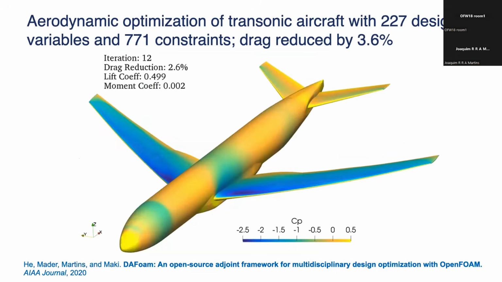Also, full configuration is also possible with OpenFOAM. In this case, over 200 design variables, over 700 constraints, reducing the drag by 3.6. This is the Common Research Model. Again, the same model that NASA and Boeing developed that we've worked on. And you can see changing the shape of the wing, changing the twist of the wing to reduce the drag.